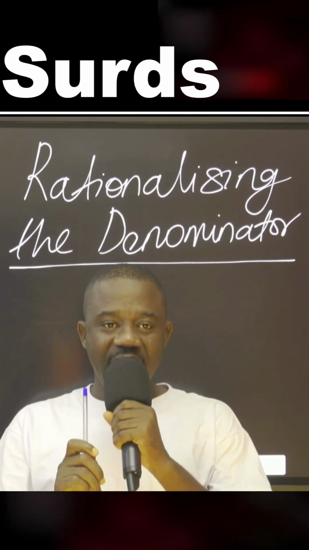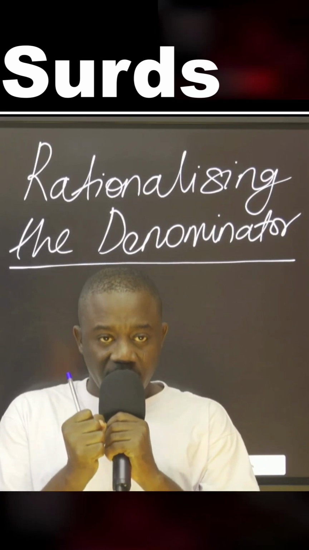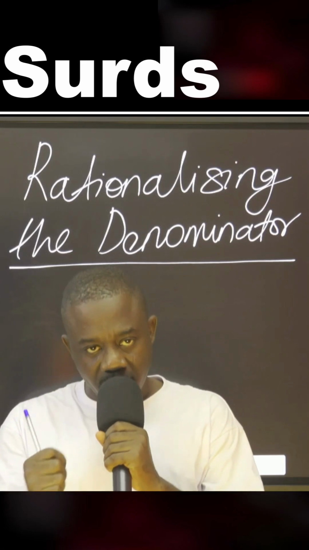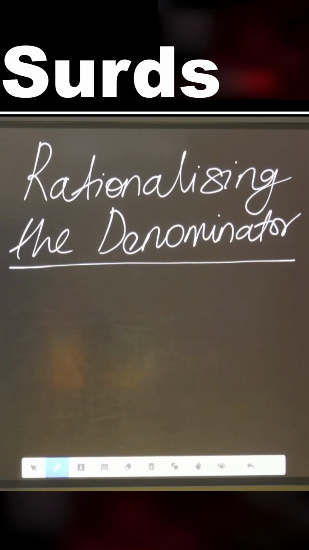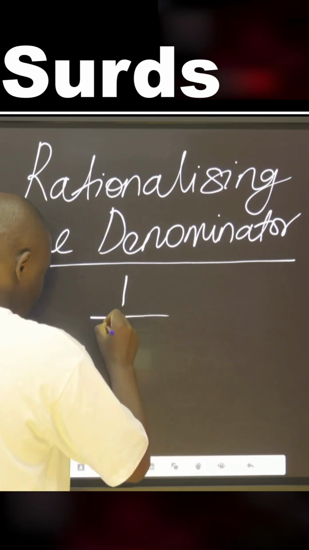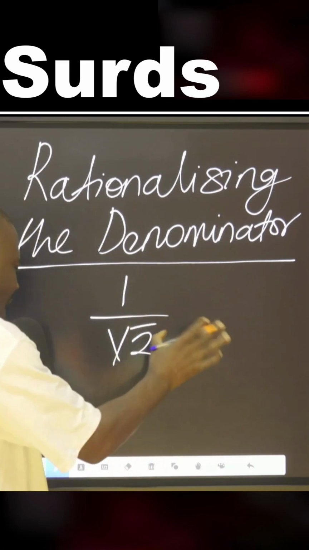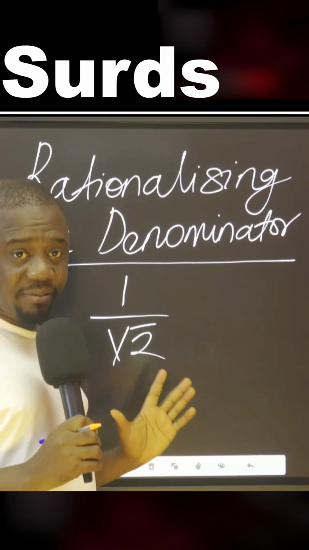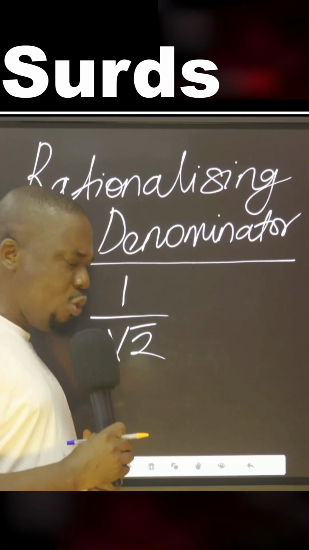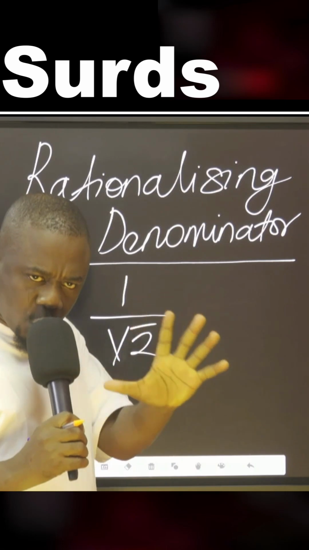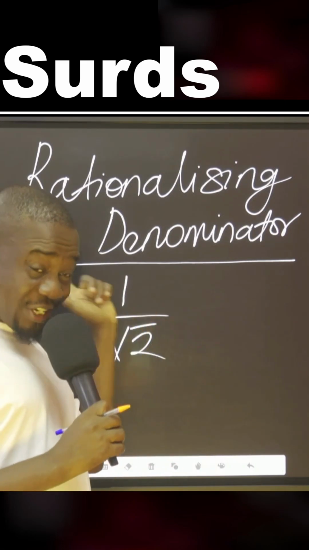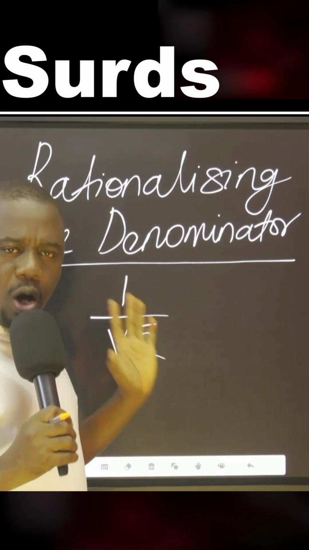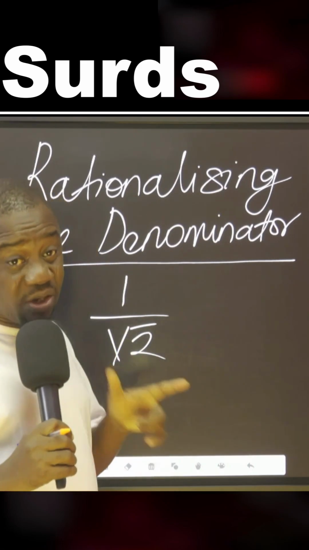Let's look at how to rationalize the denominator of a surd. Say for instance you have something like this: 1 over the square root of 2. We don't like surd to be at the denominator. It's forbidden. It's not cool. Doesn't look sweet. So rationalizing means we don't want surd at the denominator.